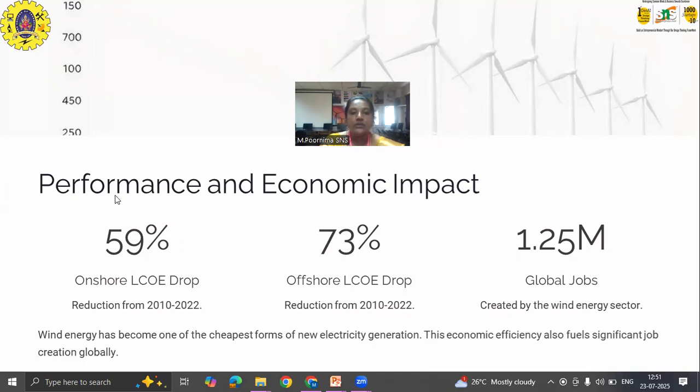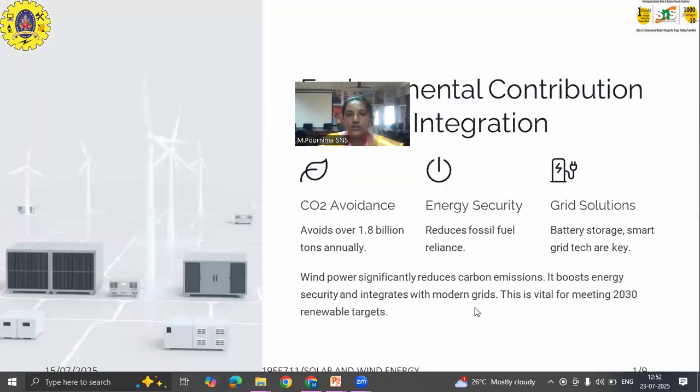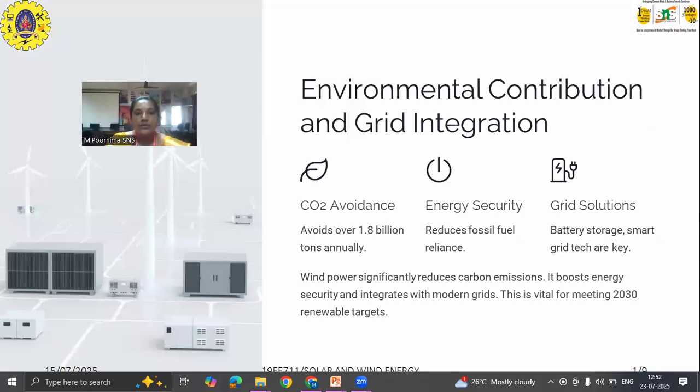This is the performance of onshore and offshore wind turbines. Wind energy has become one of the cheapest forms of new electricity generation, and this economic effect also fuels significant job creation globally. So this is about performance, and finally we come to the environmental impact.